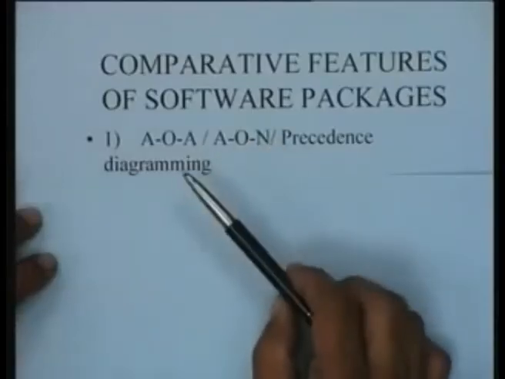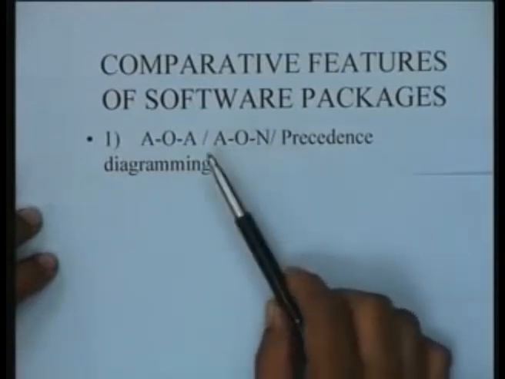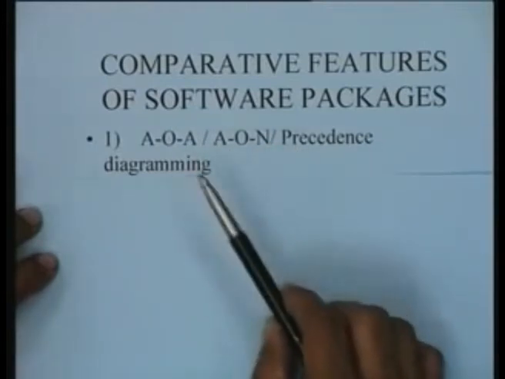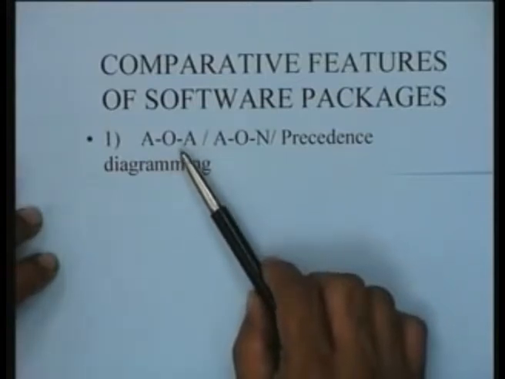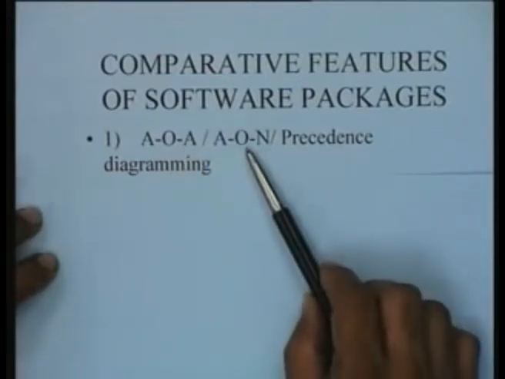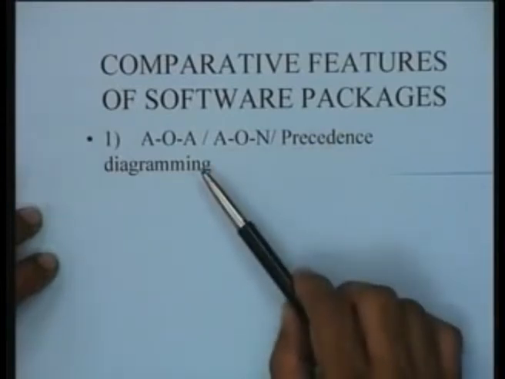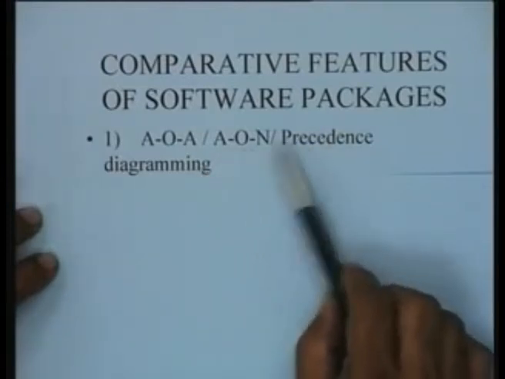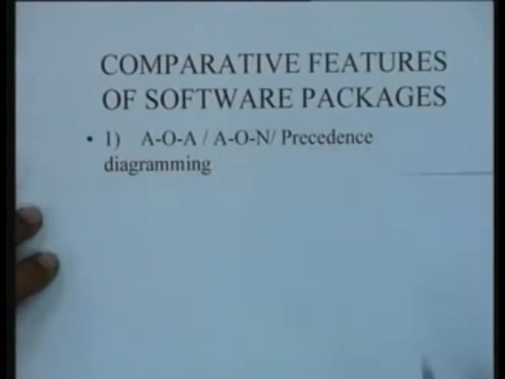So when we look at these comparative features of software packages, let's one by one try to identify the attributes which are important. Probably the first attribute which is important is what network format it handles. And the typical options that are available on this front are either the AOA format or the AON format or precedence diagramming. These are typically the three types of formats which are generally available in different types of software packages for handling.